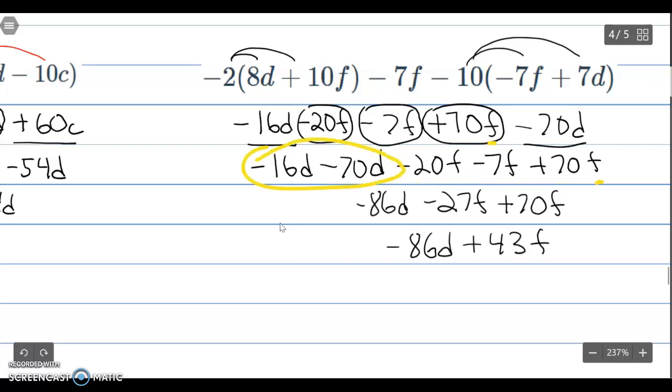So now I'm going to add these and then add these. First, I added the 16d minus 70d and got negative 86d. Then I added the negative 20f and the negative 7f, same sign, find the sum, and brought down this positive 70f. So all my d's are good, but now I have to look at the f's. I've got negative 27f and positive 70f, different signs, find the difference. So I subtract: 70 minus 27 is 43, and I leave it positive because the 70 is bigger.